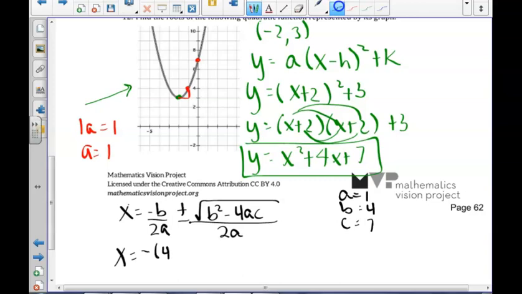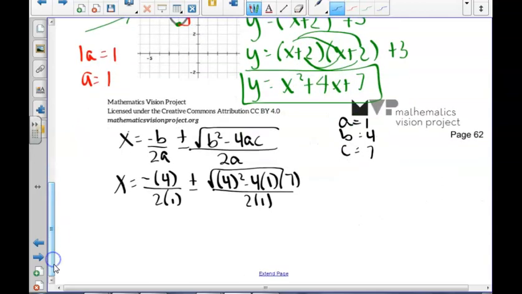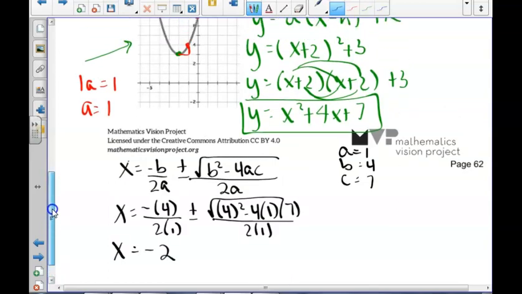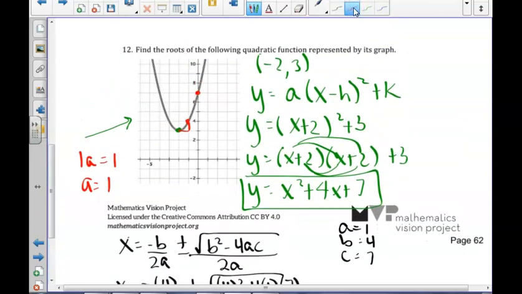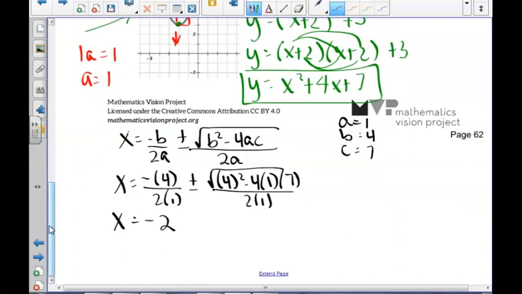So negative 4 over 2 times 1 plus and minus the square root of 4 squared minus 4 times 1 times 7 all over 2 times 1. So x equals negative 4 divided by 2, we know will end up giving us negative 2. So we know our axis of symmetry should be at the line x equals negative 2, and I can see visually that that indeed is true. X equals negative 2. So now it's just a matter of us finding the imaginary solutions, because it does not cross the x-axis. So let's do that math.